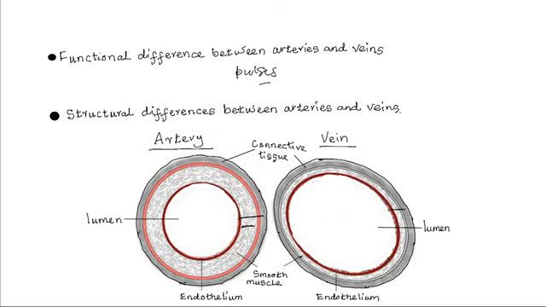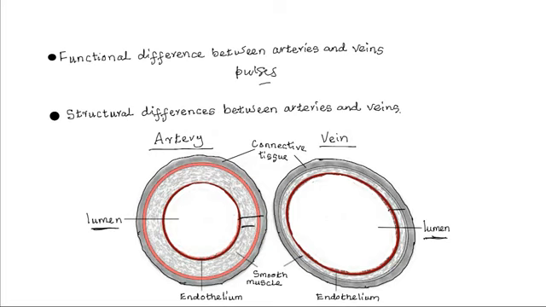Secondly, arteries have narrower lumen compared to that of the vein. Now remember, the veins transport blood back to the heart, and the blood flowing through the vein is under considerably low pressure. So the wide lumen offers minimum resistance to flow.